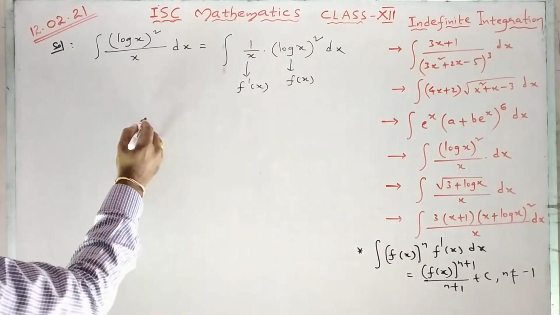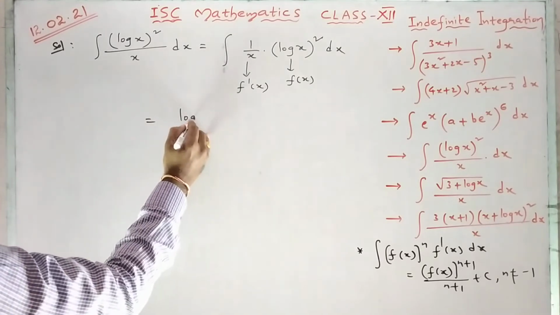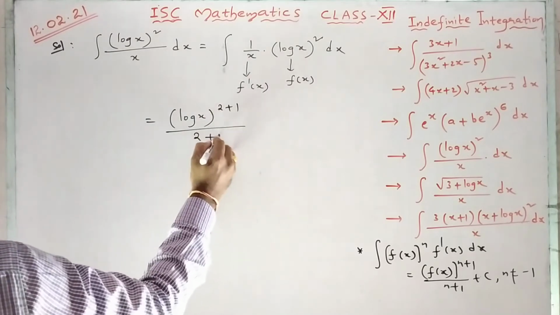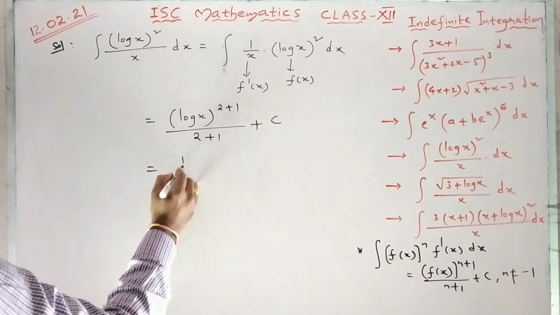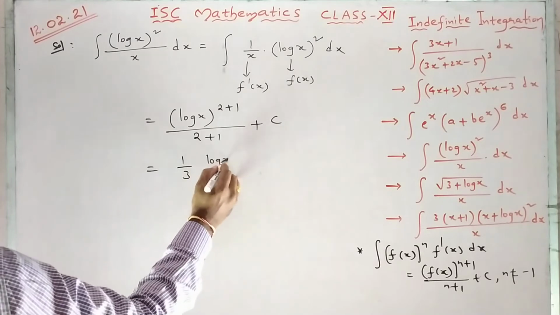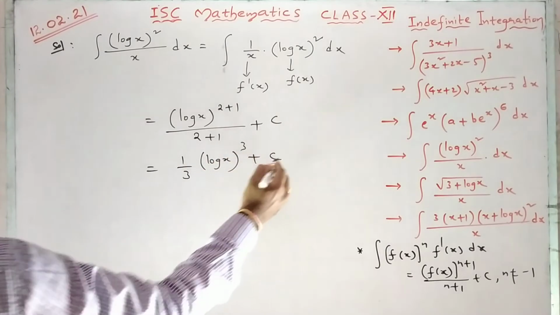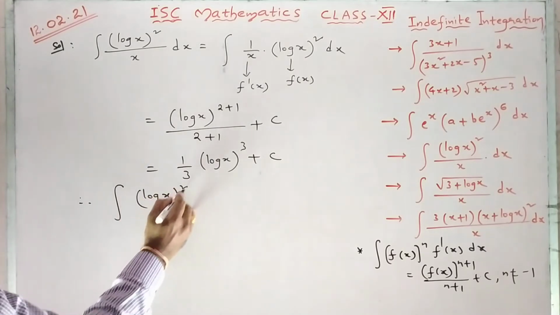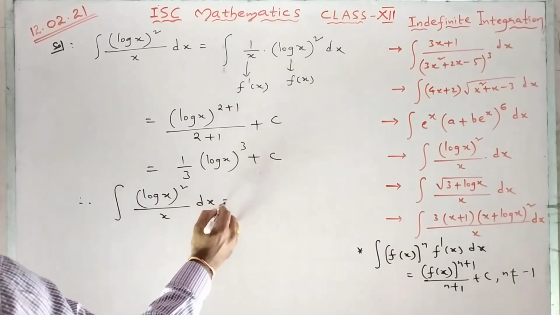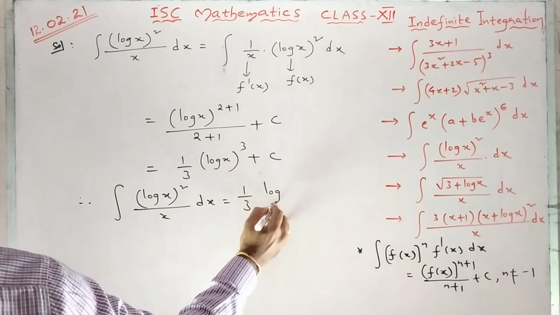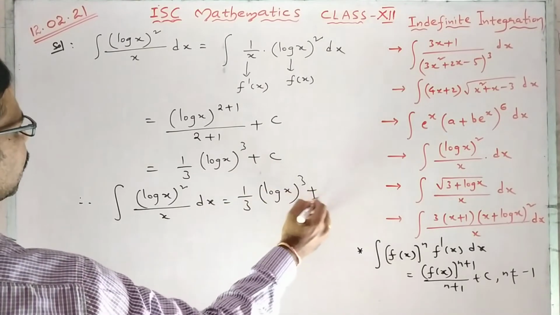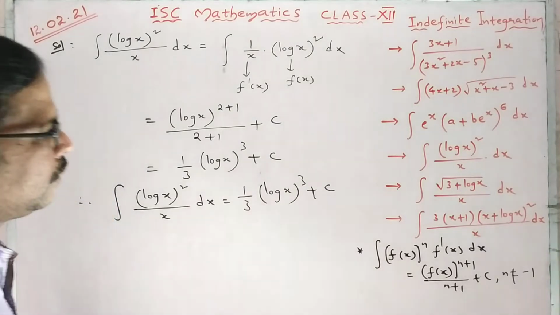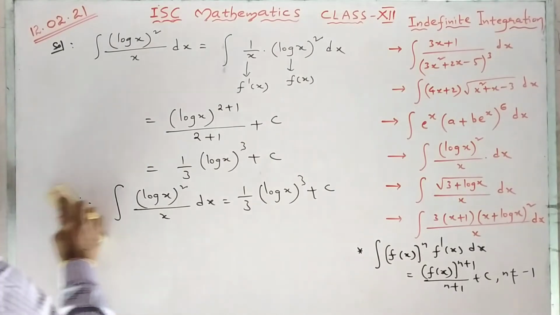Is there? Direct formula, f of x whole to the power n plus 1, 2 plus 1 by 2 plus 1 plus c. That equals 1 by 3 (log x) whole cube plus c. This is the direct problem. Integral (log x) whole square upon x dx equals 1 by 3 into (log x) whole cube plus c. That is the end of solution. Okay? Fifth one.